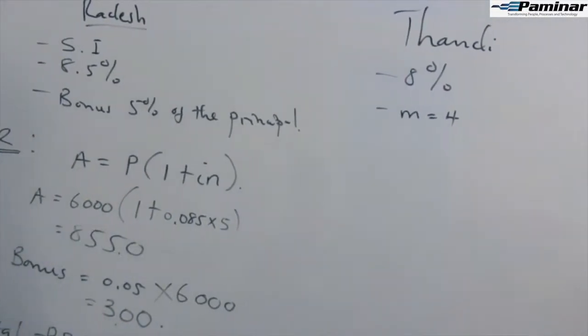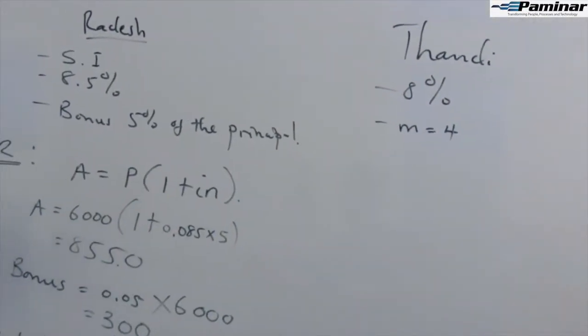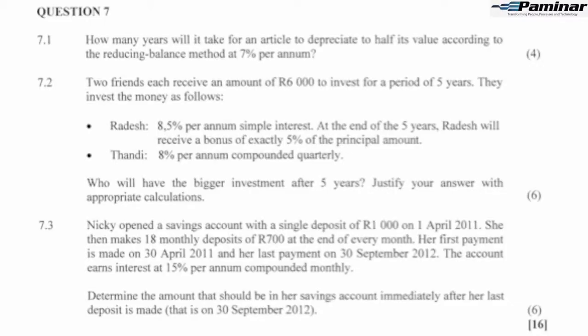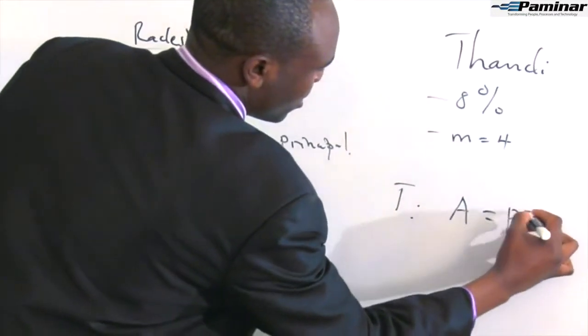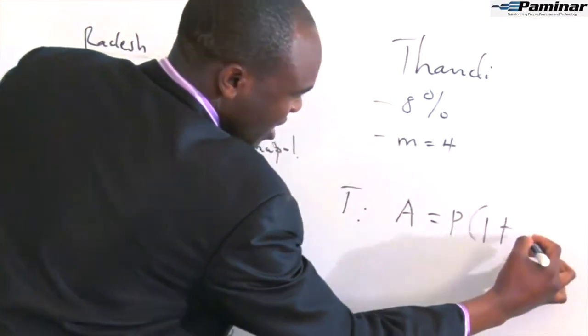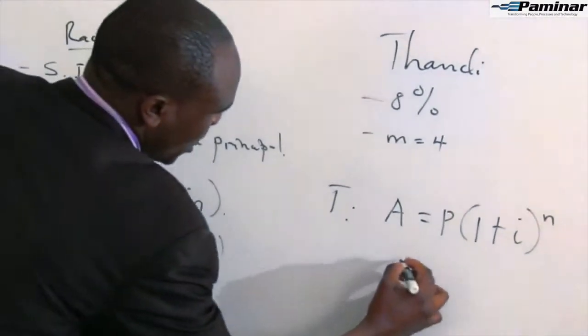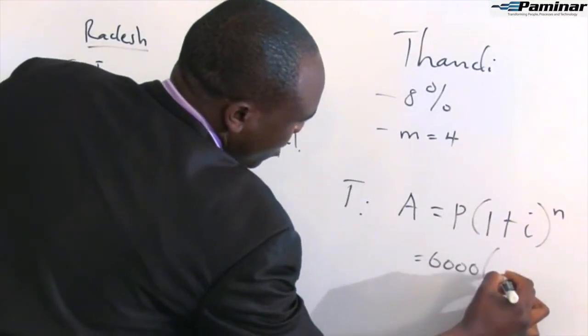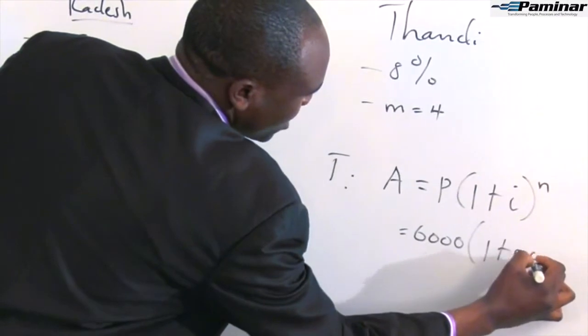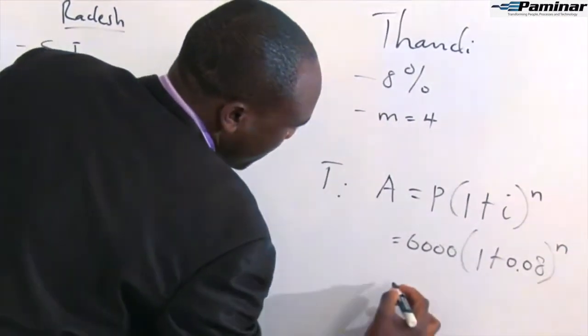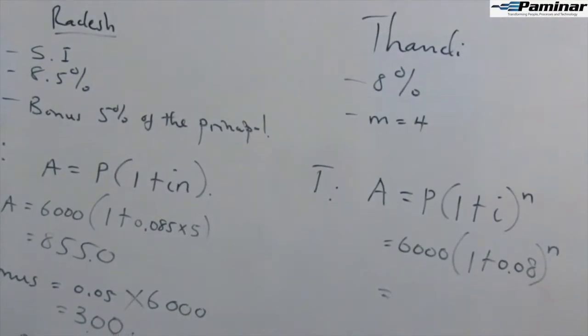Alright. Remember, Tandy invested at a compound interest, at 8%. So now we use the compound interest formula again. So for Tandy, we say A is equal to P(1 plus i) to the power N. So now we're looking for the future value. So A is P, 6,000, times 1 plus, what is our i? 0.08, to the power N. Punch in your calculator. What are we going to get?